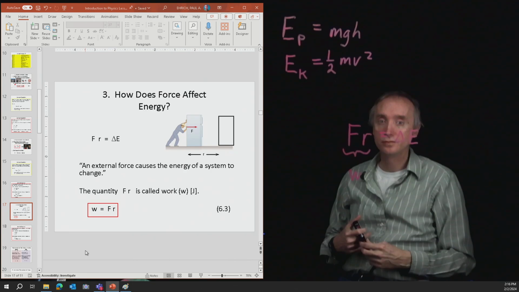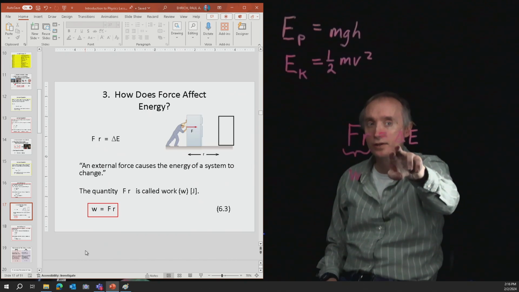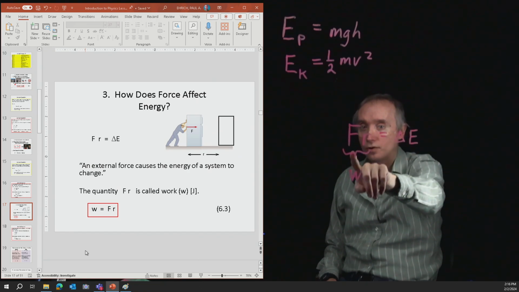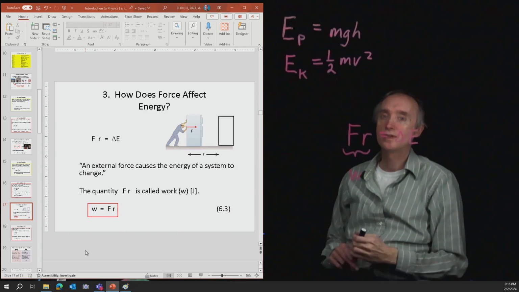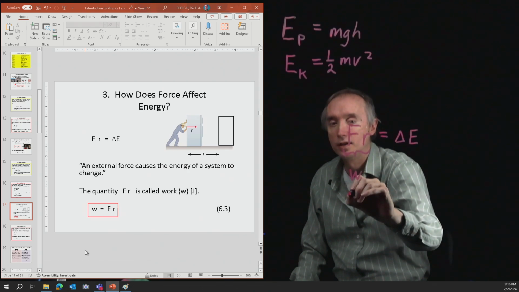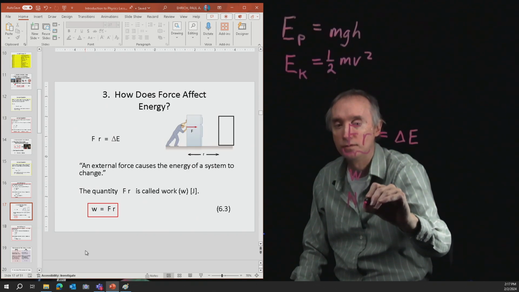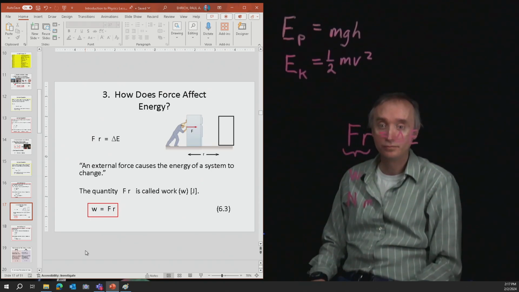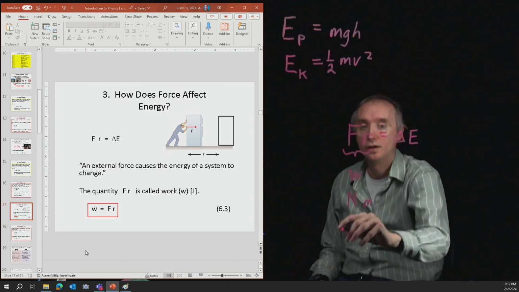Now look at the units. Notice that since work is equal to the change in energy, we know that energy is a joule, so therefore the units for work are also going to be a joule. Now you might be saying, oh no, that's wrong, because you know that the unit for force is the Newton, and you know that the unit for distance is the meter, so therefore the unit for work ought to be the Newton meter. That's okay. A Newton meter is also equal to a joule.